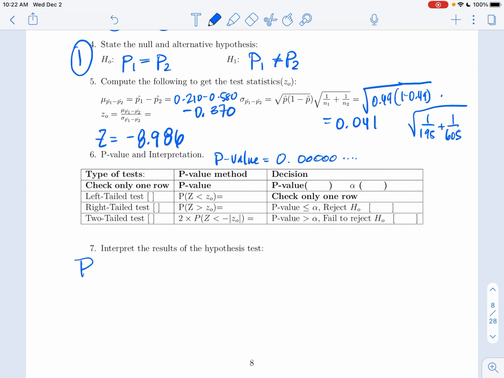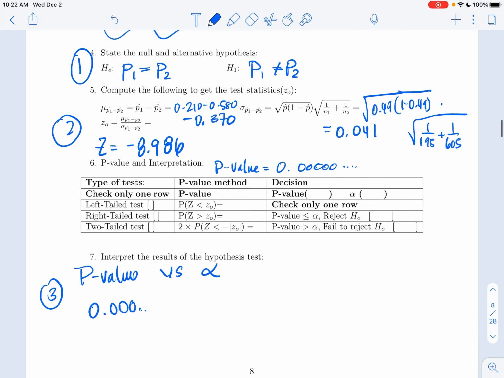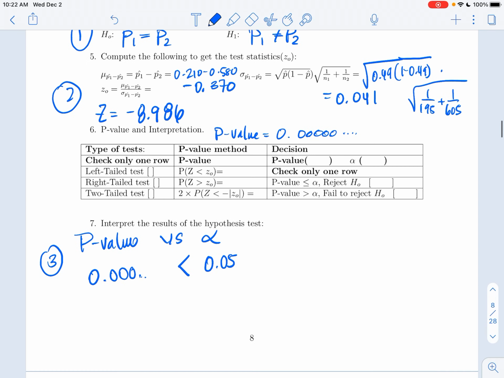So let's do the p-value. This is 2, this is 3. P-value versus alpha, and basically 0. Alpha is 5%, so 0.05. So who's bigger? Is alpha. So then we reject the null.